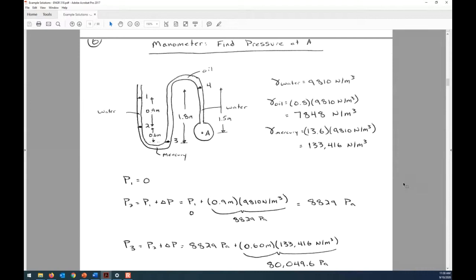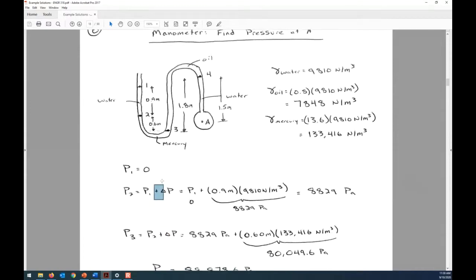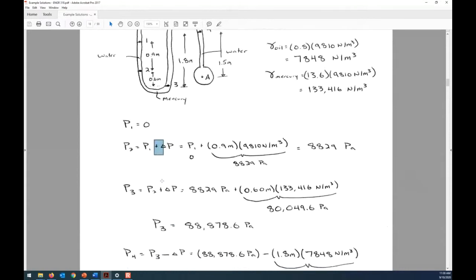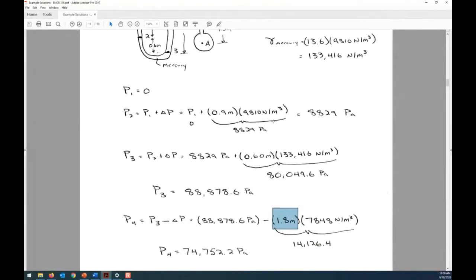And now the pressure at 4 is going to be upward. So instead of a positive sign, both of these first two have had positive signs for the increase in pressure. To find the P4, it's going to be a decrease in pressure. So the minus sign is because we're going up through the distance in this step to get from 3 to 4, which is 1.8 meters, and we're going through the oil. So thus, 7848 newtons per meter cubed. So then that tells us the pressure at location 4.